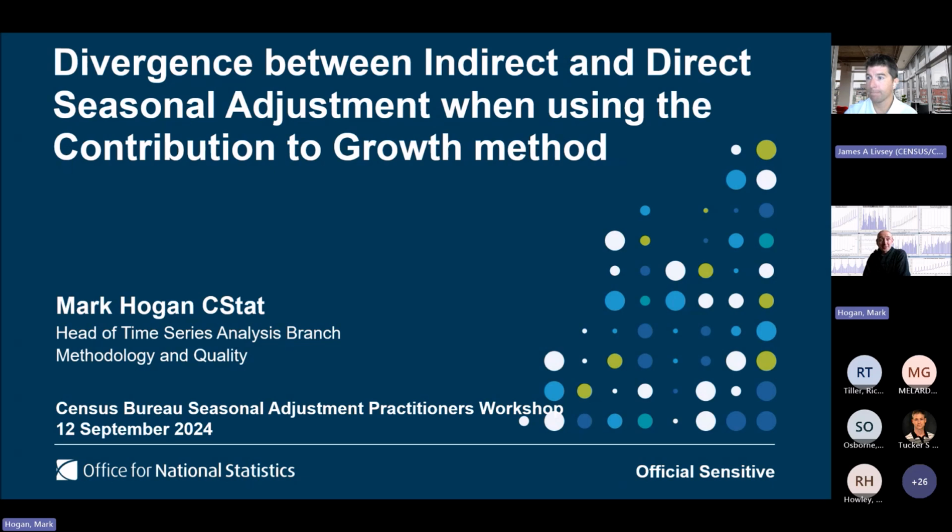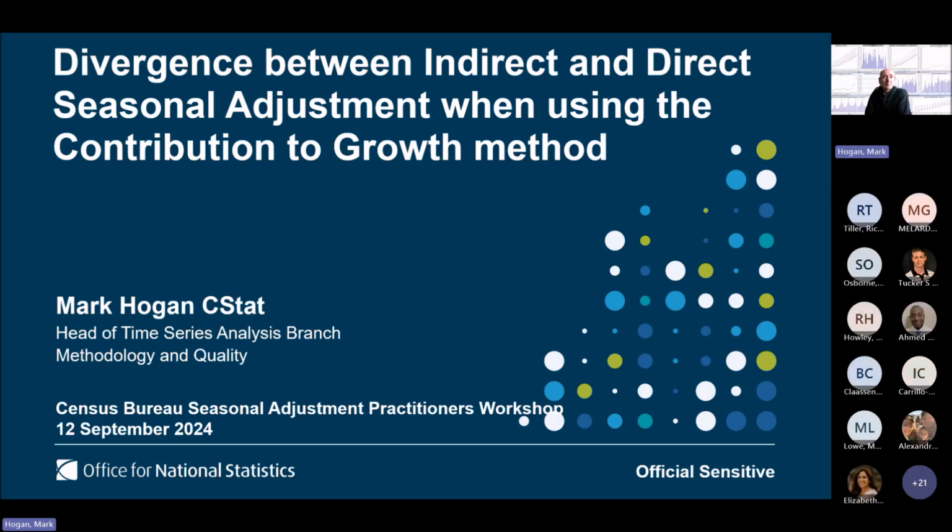Firstly, thank you to the organisers for arranging this nice event. I'm Mark Hogan, Head of Time Series Analysis Branch in the Office for National Statistics. This presentation is on an interesting divergence I noticed between indirect and direct adjustments for a business area I was helping when they were using the contribution to growth method. I'll preface this by saying that there isn't anything particularly complex happening here. It turned out to be a rather simple issue, but I thought this may be interesting to the audience and hopefully serve as a cautionary tale.